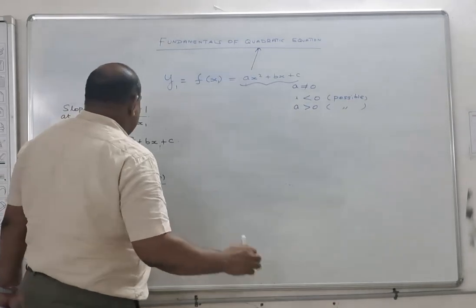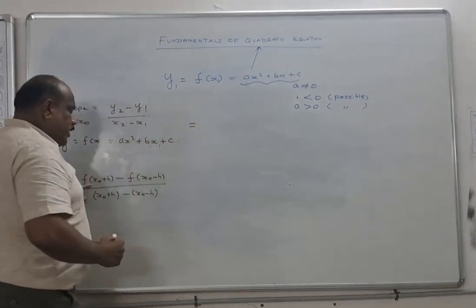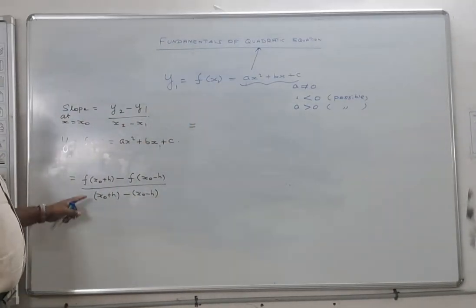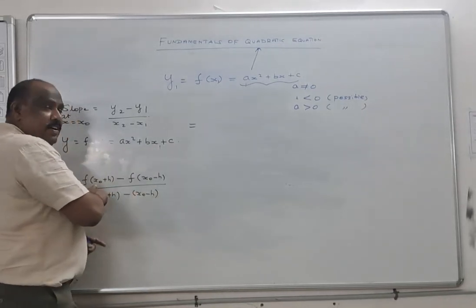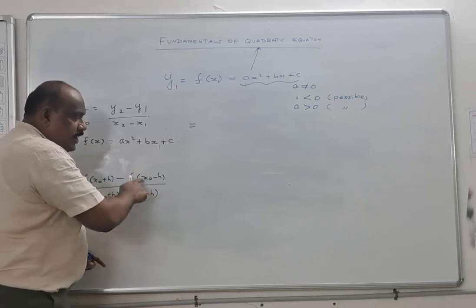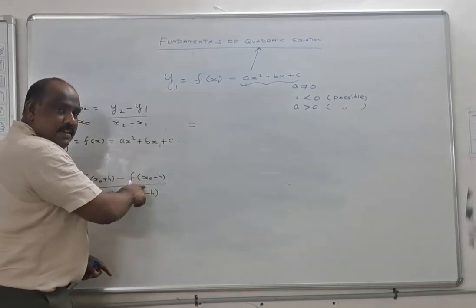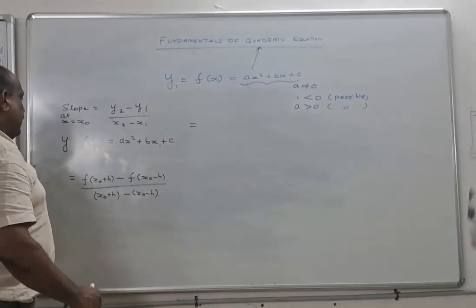Yeah, the denominator is 2h. What is the numerator? Can you help me? Wherever x is there, you have to replace it with what? X naught plus h. Wherever I am going to write here, wherever x is there, I have to replace with what? Please, can you help me now?